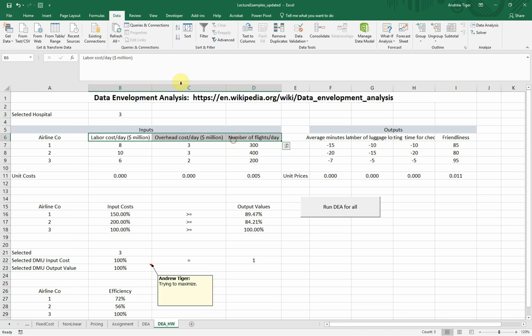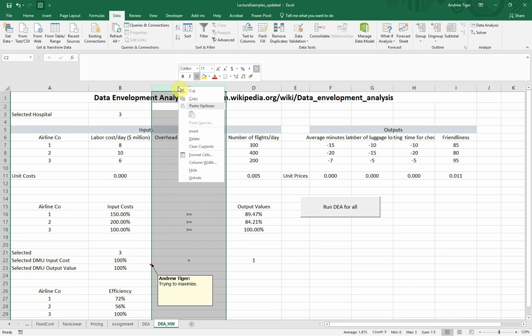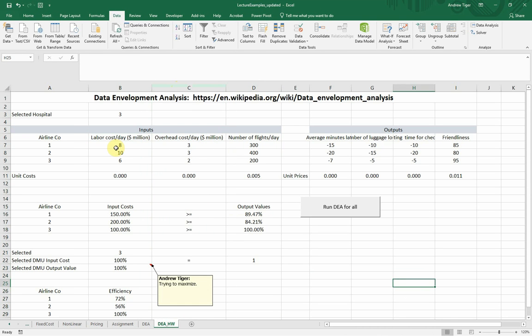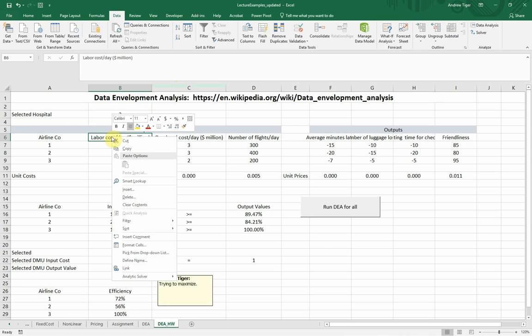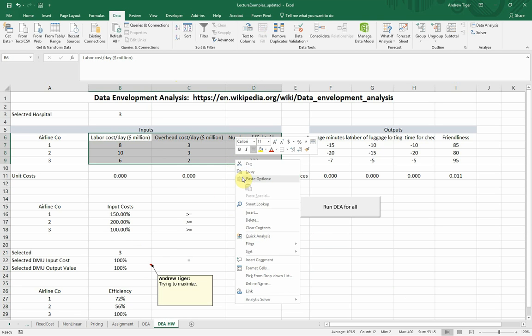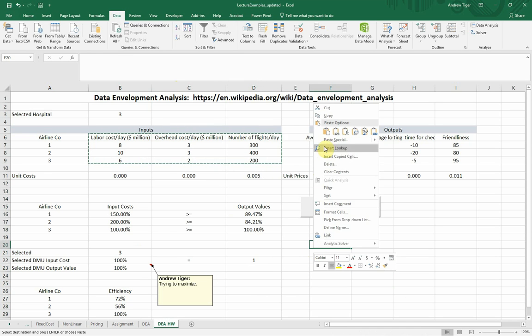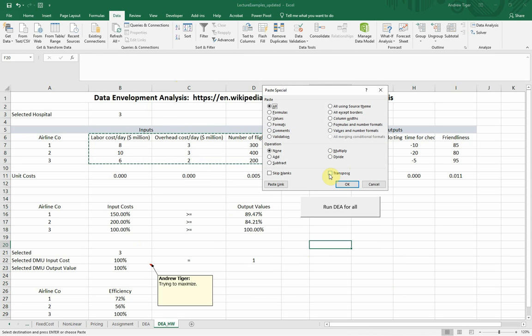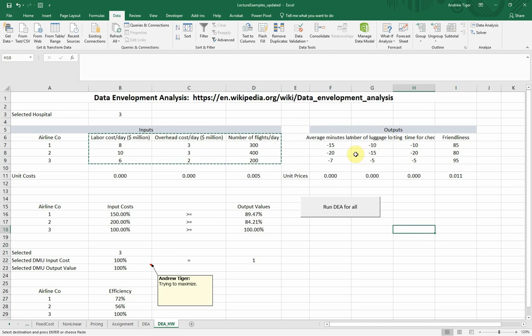We had 3 inputs, so what I did is I inserted a column between my 2 values, and then I took the homework data and did a copy, paste special, and transpose. That way, when it was in rows, I could convert it to columns, and that made it so I didn't have to do one at a time. Same thing on the outputs.